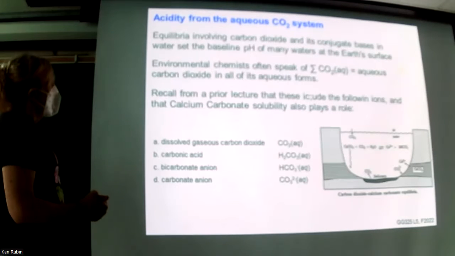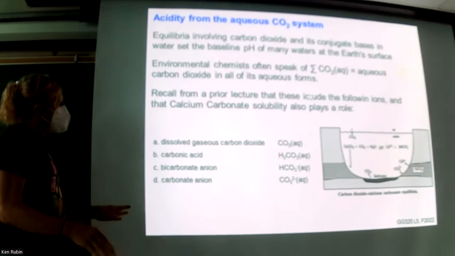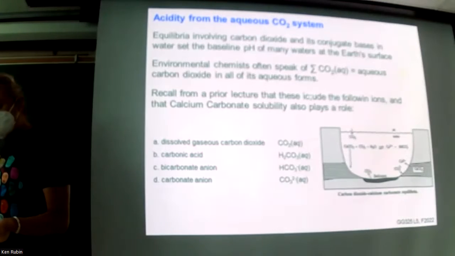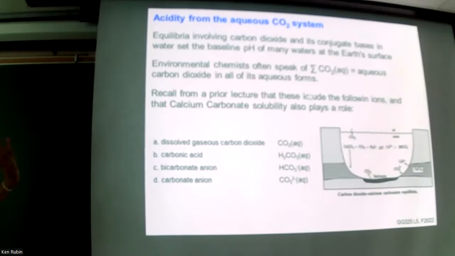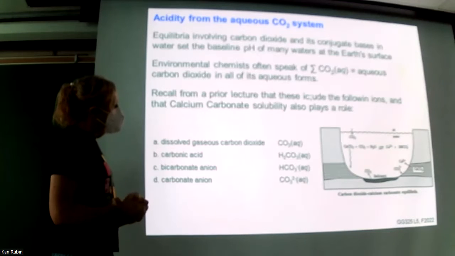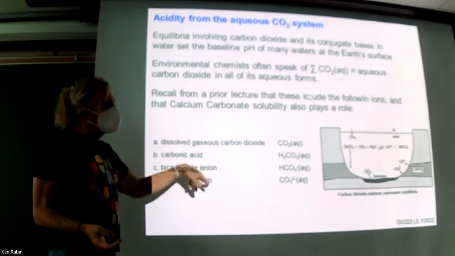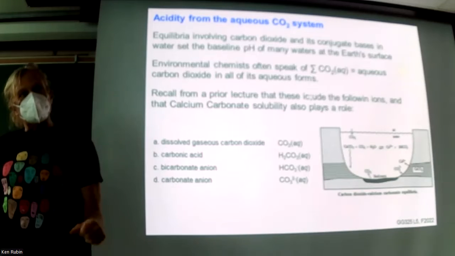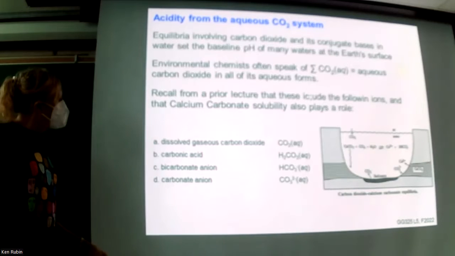So since we've already said that the CO2 system is the fundamental thing on Earth that sets the pH of waters at the surface of the planet, and then superimposed upon by the addition of various other kinds of acids and bases, it's useful to go through again what we mean by this, because I use these terms all the time in this semester. I just want to make sure that you remember them.